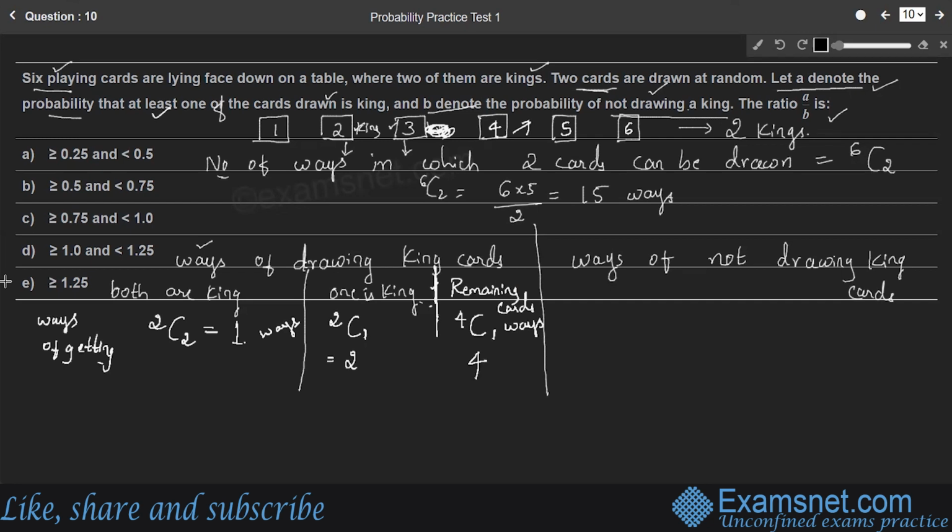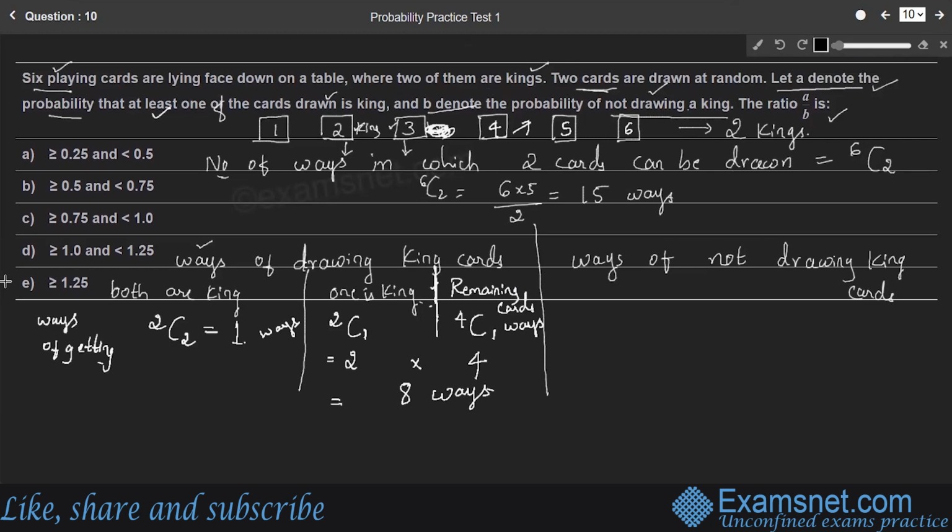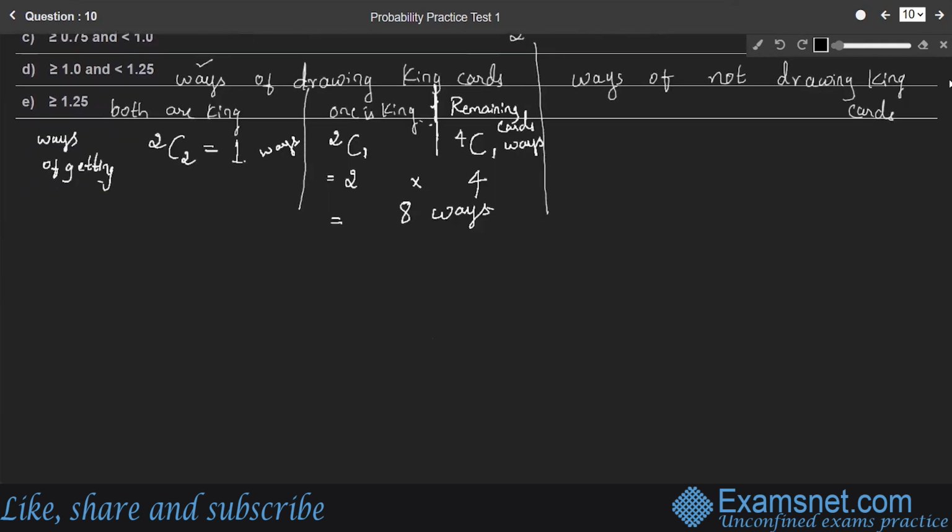Therefore, 2 into 4, at least one of the cards is king, so in 8 ways you can draw one king card. Are you getting my points? Now come to the probability part. So part A: the probability that at least one of the cards drawn is king. It may be one king card, or both the cards can be king.